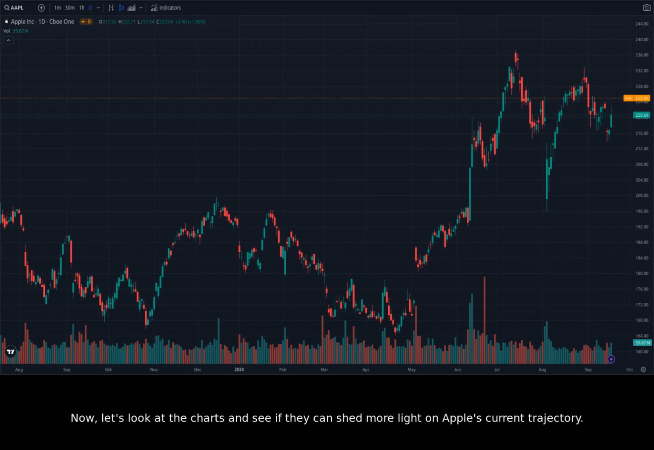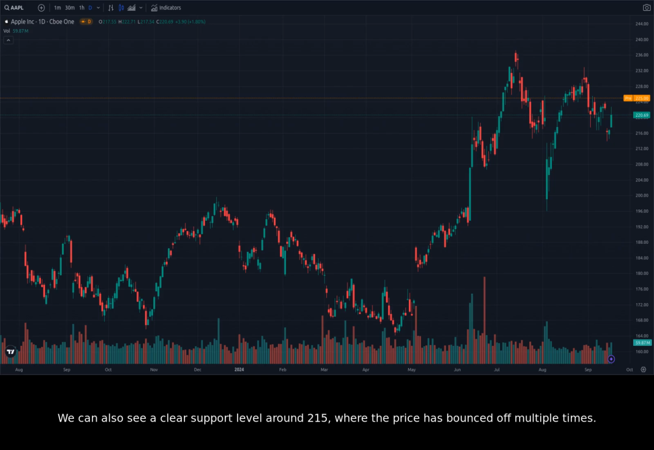Now, let's look at the charts and see if they can shed more light on Apple's current trajectory. If we look at the daily chart, we see a clear downtrend in Apple stock over the past few weeks. The price has been steadily declining since hitting a high of around 235 in early July. The recent sell-off coincides with the news about Apple struggling to bounce back from its 50-day moving average.